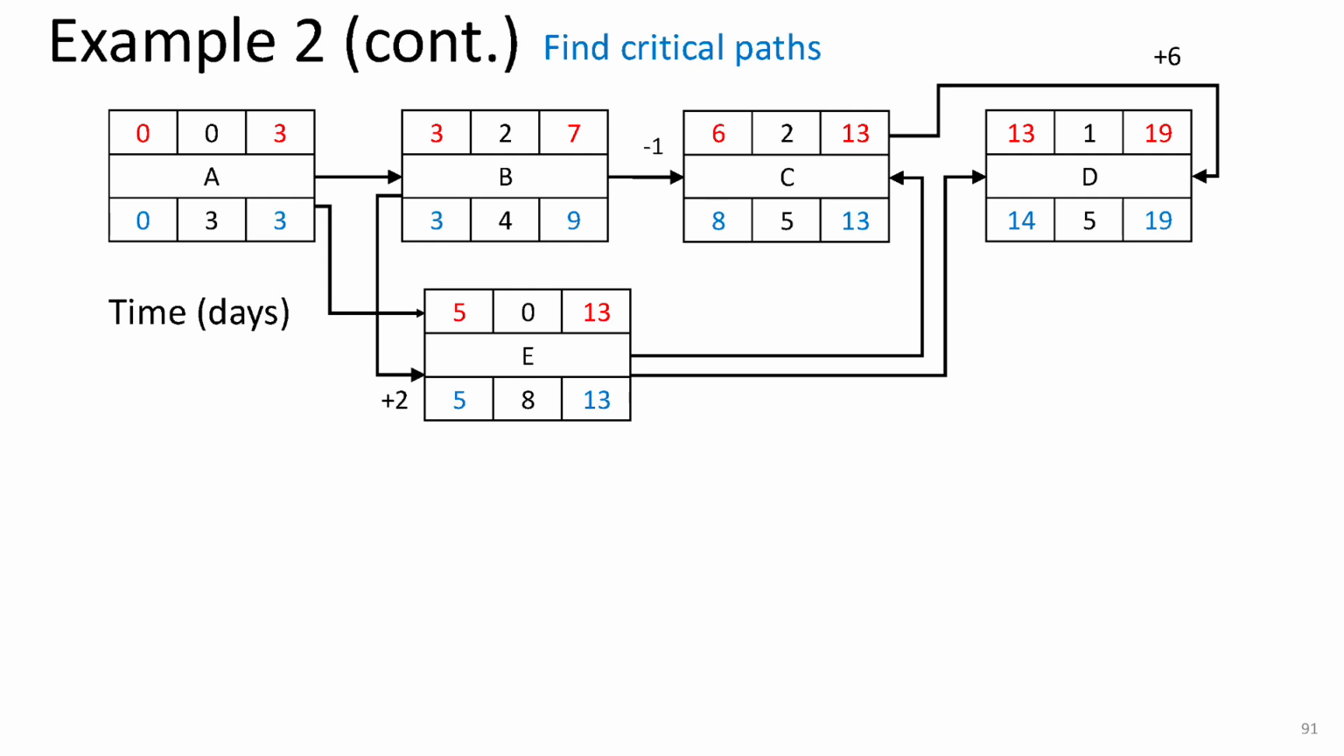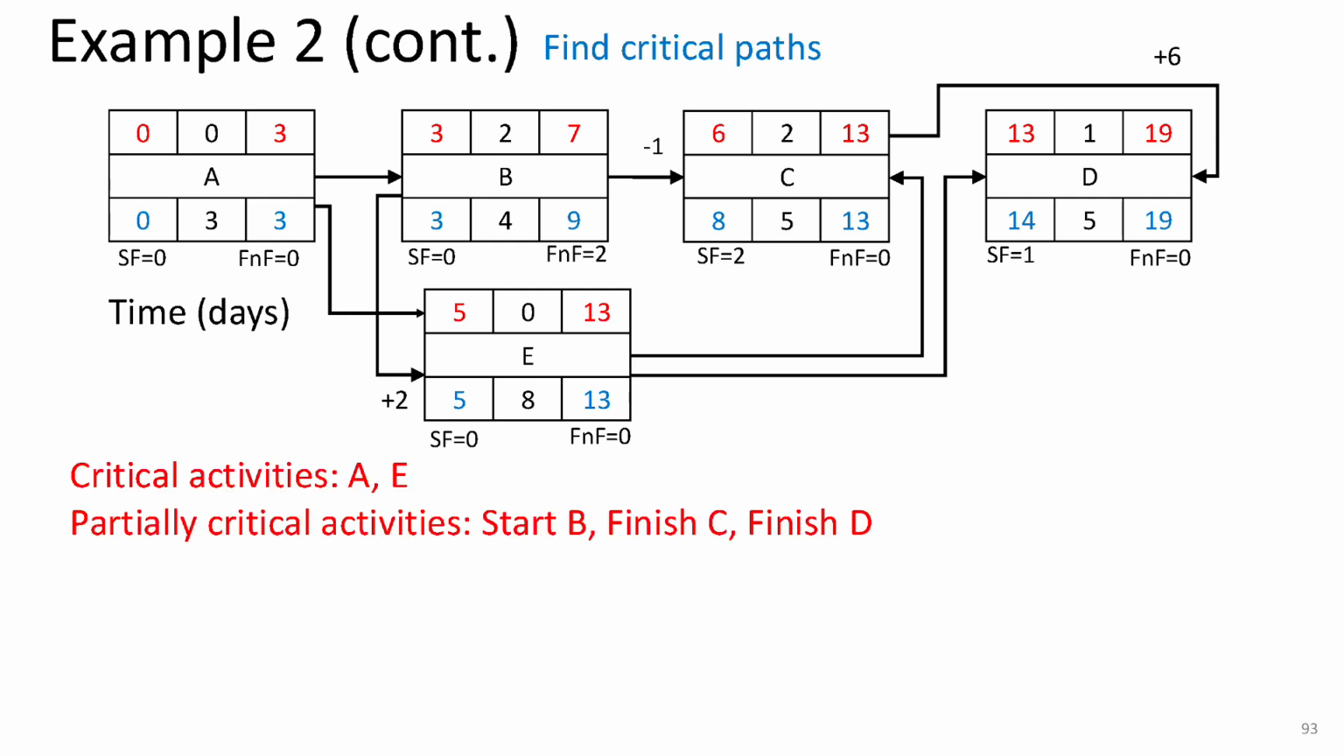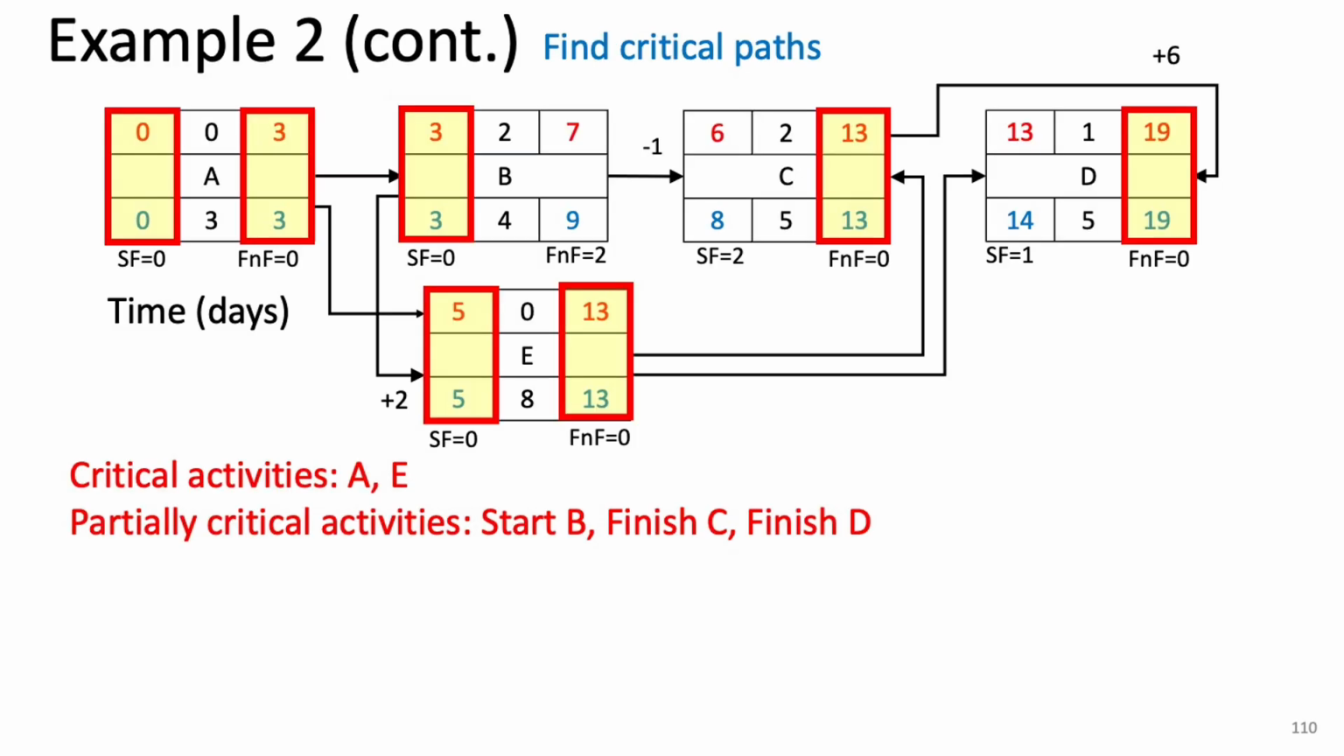Now, let's find the critical paths in this network. First, we'll identify the critical activities. Fully critical activities are A and E because they have 0 total float. Partially critical activities, we have B, which is critical at the start, C, which is critical at the finish, and D, which is also critical at the finish. This means every activity in the network has some level of criticality, either fully or partially. To help visualize it better, let's mark the critical points on this network using these yellow boxes.